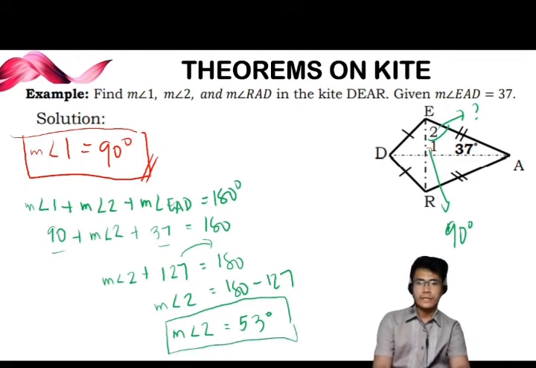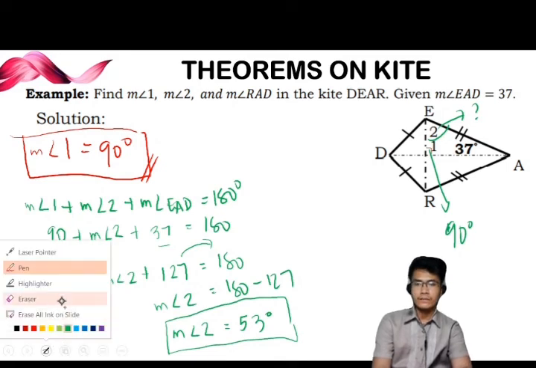Now, if you add them, 90 plus 37 plus 53, the result is 180 if you're going to check. Add nyo lang lahat yung tatlong angles, dapat ang sagot po is 180. If 180 naging sagot, then you are correct with your answer.